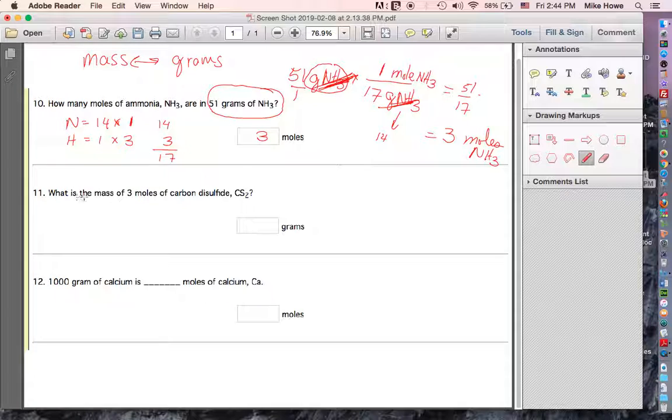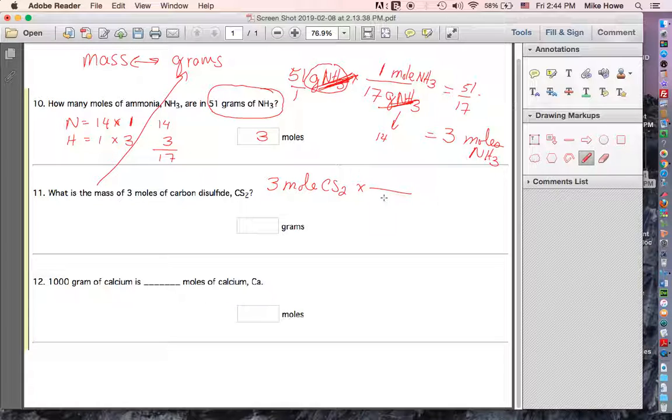Now we're ready for problem number 11. Problem 11 asks us for the mass of 3 moles. So really we're trying to change moles into mass. But what is the unit of mass? Grams. Remember, we're going to try and find the number of grams when it asks for mass. So we take 3 moles of CS2.